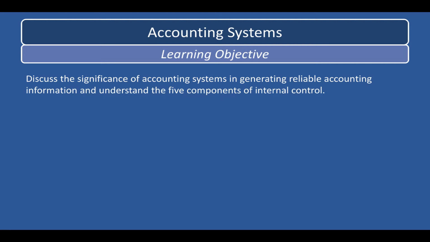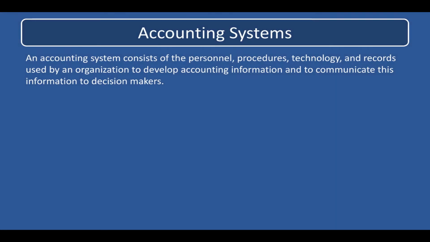While there are different types of information systems, they all have one characteristic in common: to meet the organization's needs for accounting information as efficiently as possible. An accounting system consists of the personnel, procedures, technology, and records used by an organization to develop accounting information and to communicate this information to decision makers.